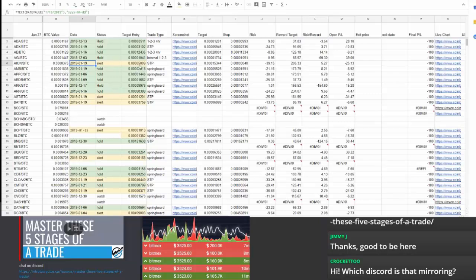And when the alert is set, we have a target entry and a protective stop loss that we're imagining. And we have a screenshot of it. You can see here also we have the trade type. So we're starting to track how many of the internal 1, 2, 3s are working. How many springboard trades are working? What's their success rate? How about the simple trading plan style of trade?